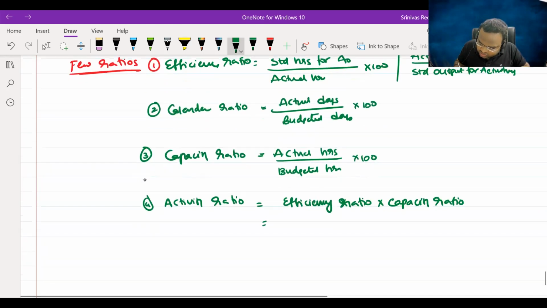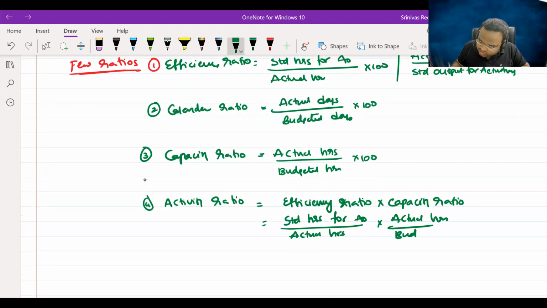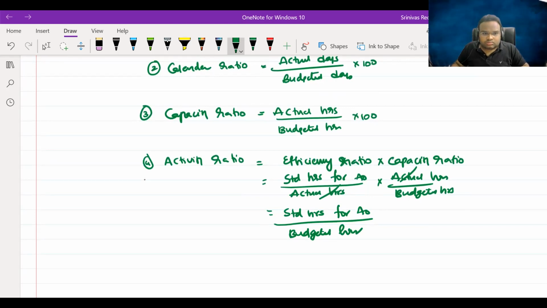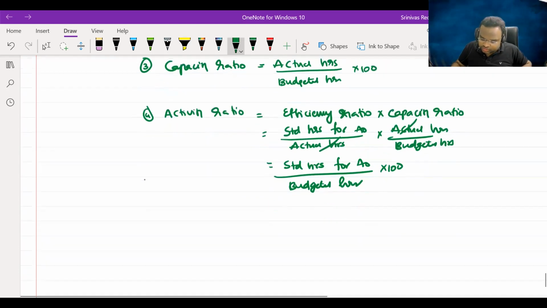In efficiency ratio, standard hours for actual output divided by actual hours. What is the capacity ratio? Actual hours divided by budgeted hours. So actual hours, actuals get cancelled. So standard hours for actual output divided by budgeted hours. Standard hours for actual output divided by budget hours into 100. That is the activity ratio.